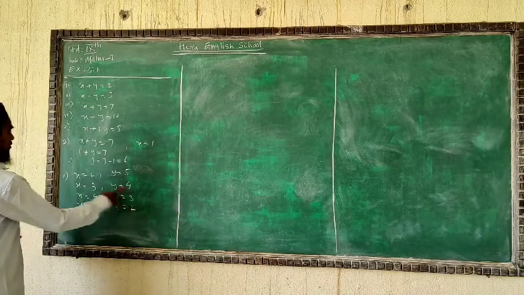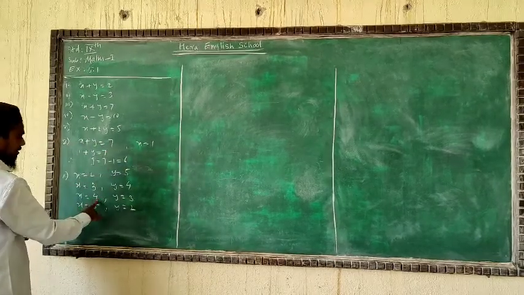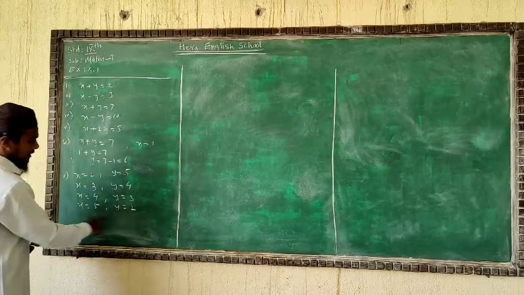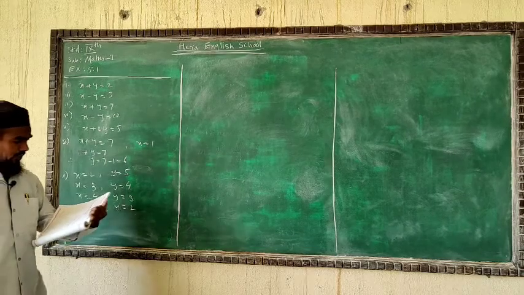By adding these, you will get 7. So 2 plus 5 equal to 7, 3 plus 4 equal to 7, 4 plus 3 equal to 7, and the last, 5 plus 2 equal to 7. These are the 5 solutions of the equation.